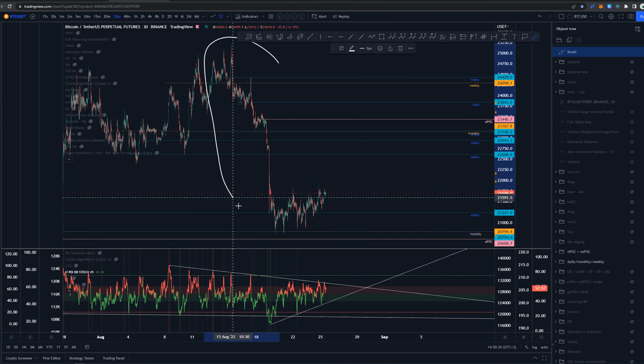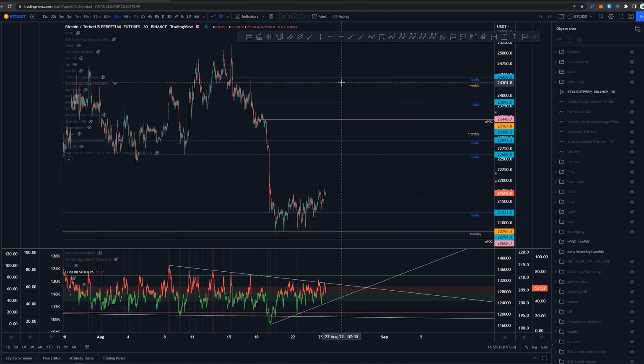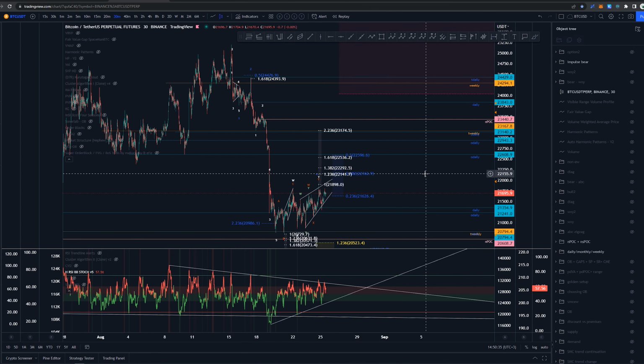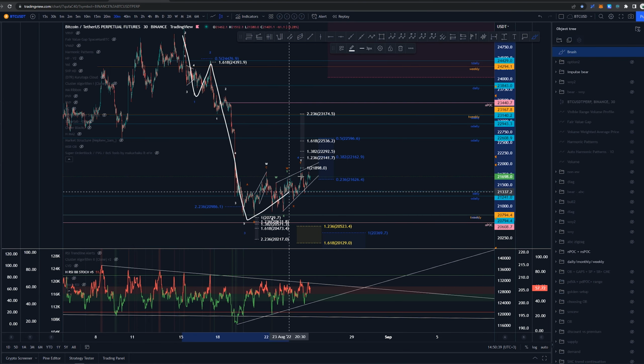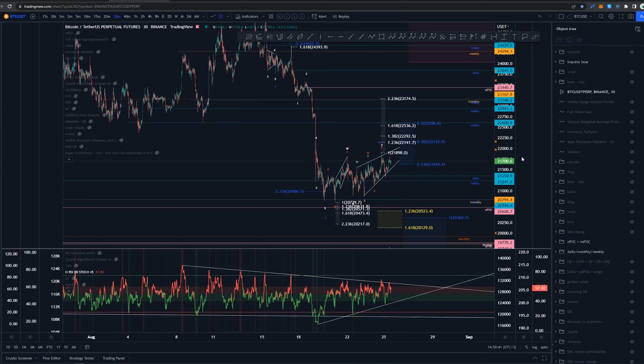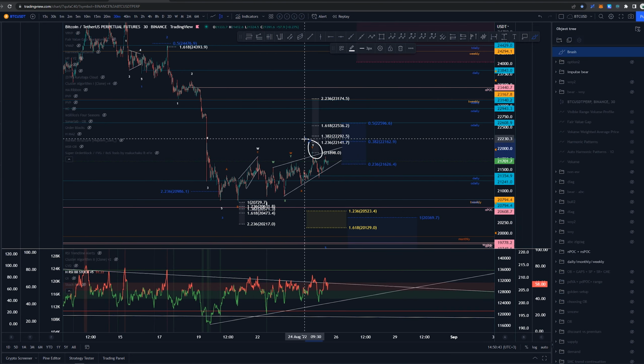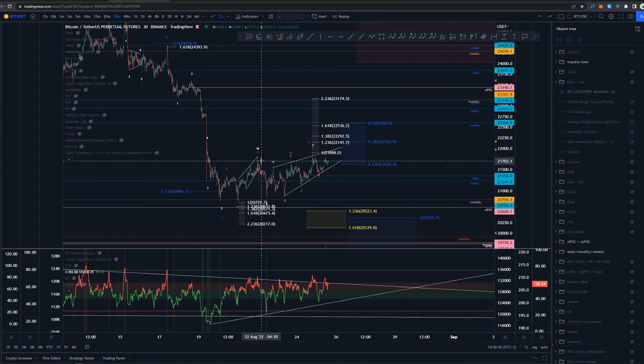Today we're going to be focusing again on this impulsive wave structure down here. Before, we were talking about this possibility of having this as a 1, 2, 3, 4 and looking for that fifth, possibly as the wave 4 ended or possibly ended up in here.